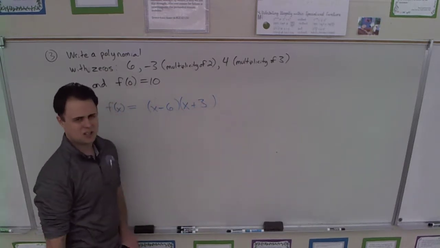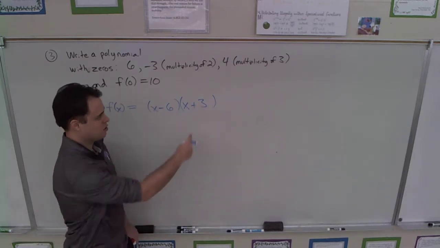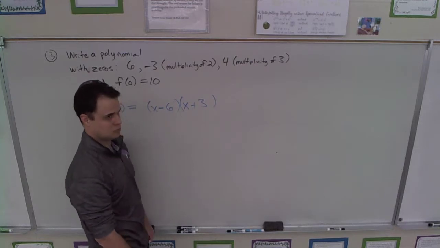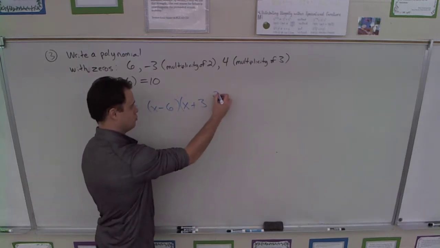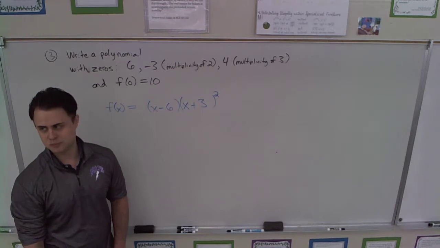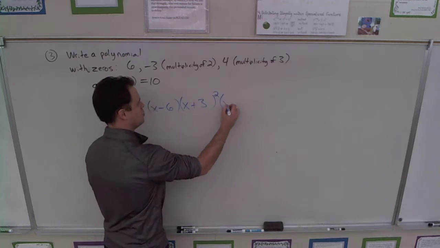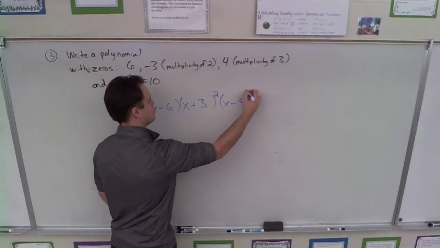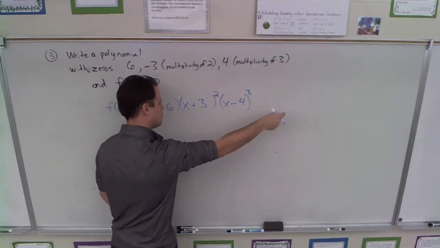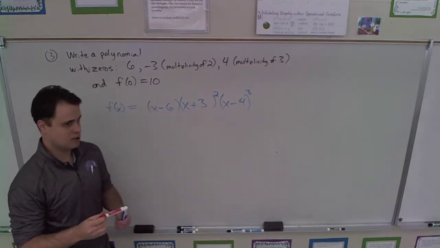X plus 3. This one wasn't just supposed to happen once, it was supposed to happen twice. You could write another one of those, or you could be lazy like me and go boom, because that says it's going to happen twice, right? And then 4 is supposed to happen 3 times, so that's going to be x minus 4 cubed, which means x minus 4, x minus 4, x minus 4. Okay? So I think so far we've made this polynomial happen.